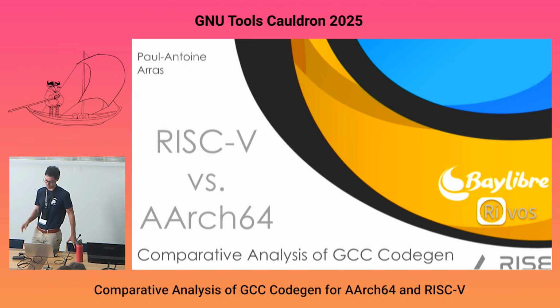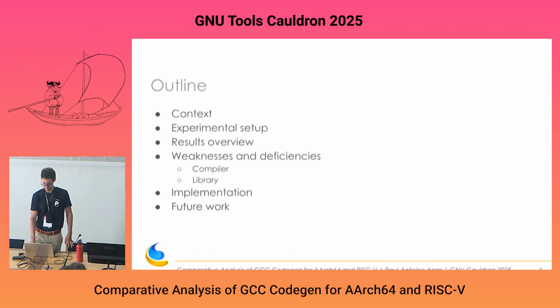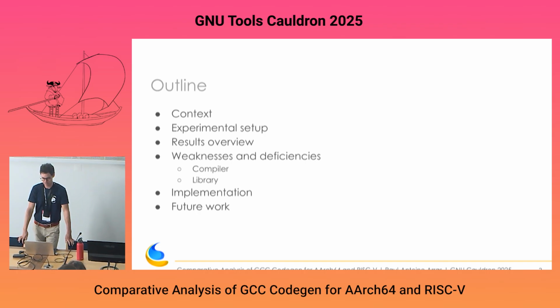And I'm going to tell you about some analysis work that I've been doing for a bit more than a year now. I started, I think, late July, early August last year. And so on and off, I've been trying to make some meaningful comparisons between the code generated by GCC for both the RISC-V and the AArch64 backends, with a view to improving the quality and the performance of the code generated for RISC-V.